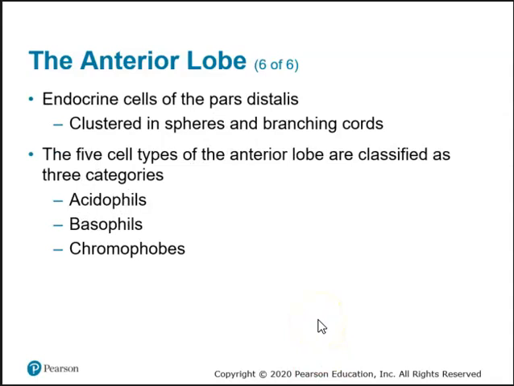Then we have endocrine cells of the pars distalis. These are clustered in spheres and branching cords, and there are 5 types. The 5 types of anterior lobe cells are classified into 3 categories. We have acidophils, basophils, and chromophobes. So these are the cell types that will produce different hormones.